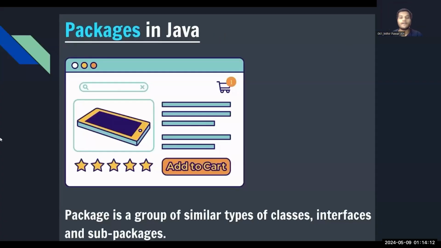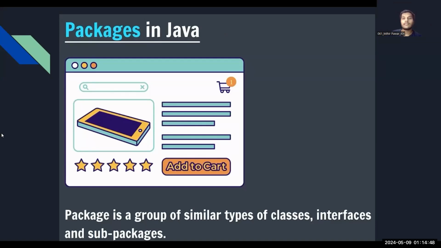So what are packages in Java? A package is a group of similar types of classes, interfaces, and sub packages. Generally packages are like folders, and we know that in our computer, folders help us organize our videos, images, and all the stuff very easily. Similarly, packages are also folders that help us organize our code. They group related classes, interfaces, and sub packages together. So this makes it easier to manage and find our code.